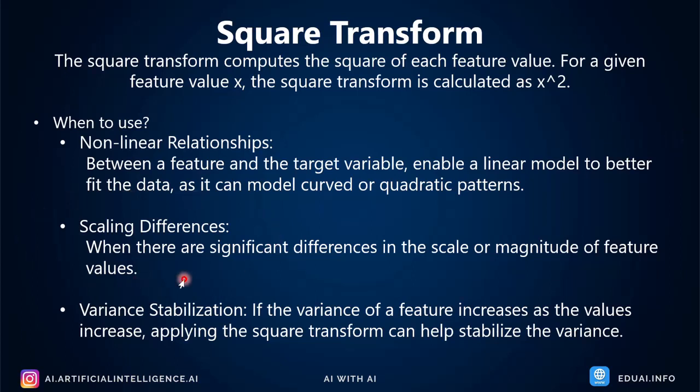Or you see scaling differences, when there is a significant difference in the scale or magnitude of the features. And you know what? Sometimes squaring the values can help you balance out these differences and bring them to a more comparable range. That is, it will help you normalize the data. And finally, square transform can also be used to stabilize the variance. So if the variance of the feature increases as the value increases, applying square transform can help stabilize the variance.